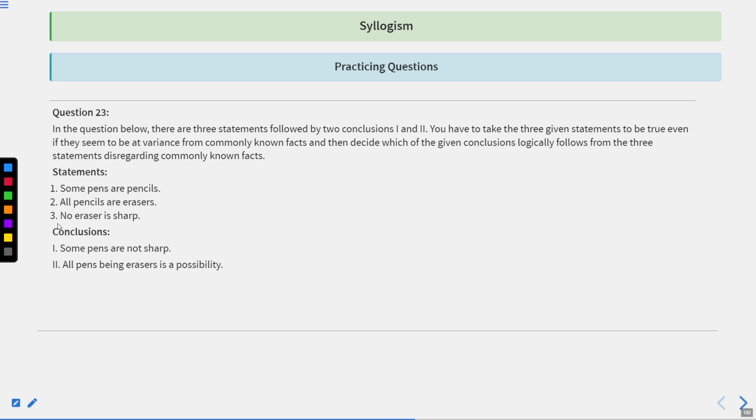The statement reads as some pens are pencils. The first statement is some pens are pencils, all pencils are erasers, and no eraser is sharp. So there will be a circle that is going to represent pens. There will be a circle that is going to represent pencils. There will be a circle that is going to represent erasers, and then there will be a circle that is going to represent sharp. Your time starts now, my dear students, to draw the Venn diagram of this particular question.